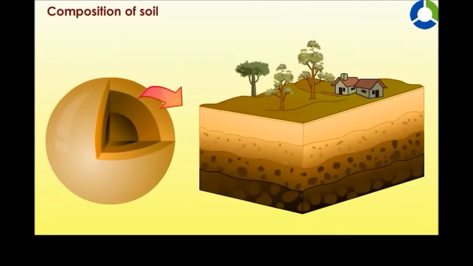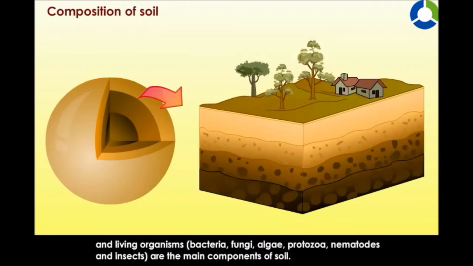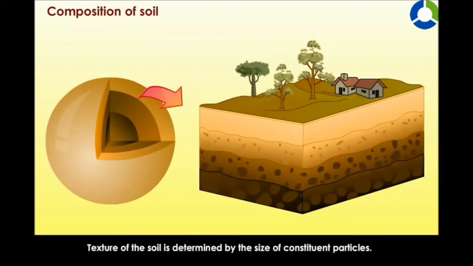Composition of soil. Soil particles, water, air, humus or organic matter, nutrients or inorganic matter and minerals, and living organisms, bacteria, fungi, algae, protozoa, nematodes and insects are the main components of soil. Texture of the soil is determined by the size of constituent particles.